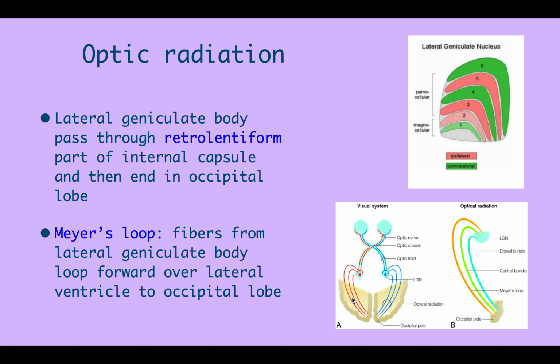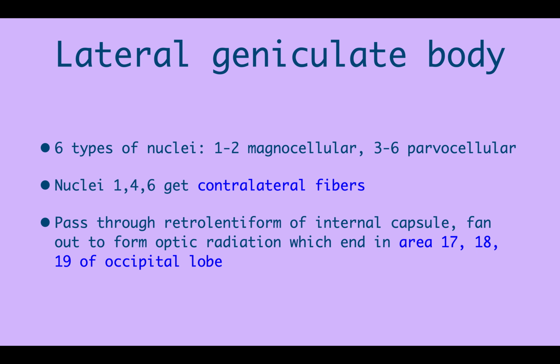The Meyer's loop is where the fibers from the lateral geniculate body loop over the lateral ventricle, like right here, and it goes to the occipital lobe. The lateral geniculate body, once again, has all these fibers, these nuclei, and they end in areas 17, 18, and 19 of the occipital lobe or pole.